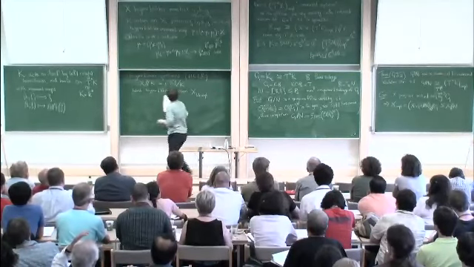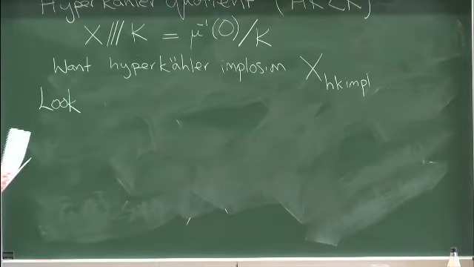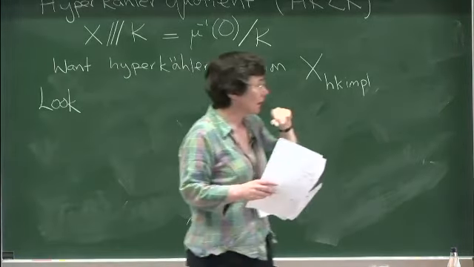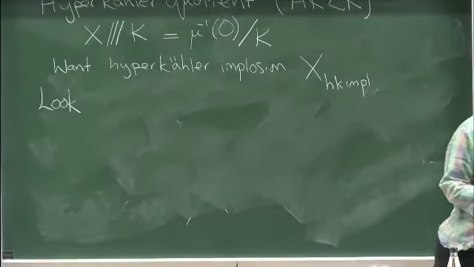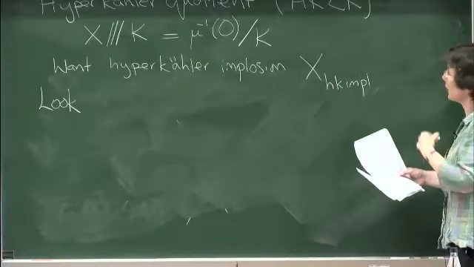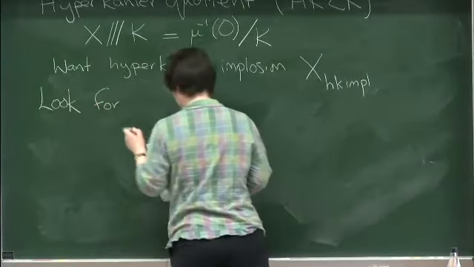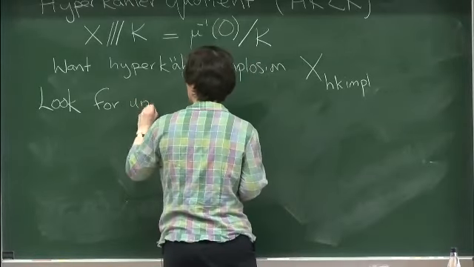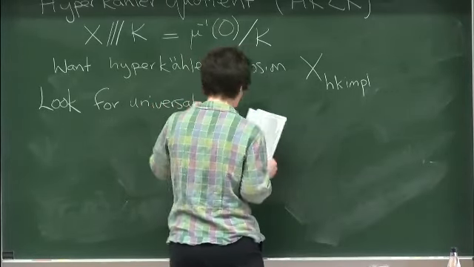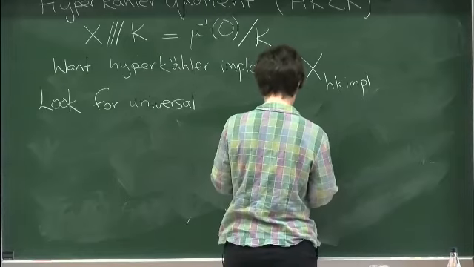And since the symplectic case essentially came down to understanding this universal implosion together with the quotient construction, we know how to do the quotient construction. What we wanted to do was to look for a universal Hyperkahler implosion.